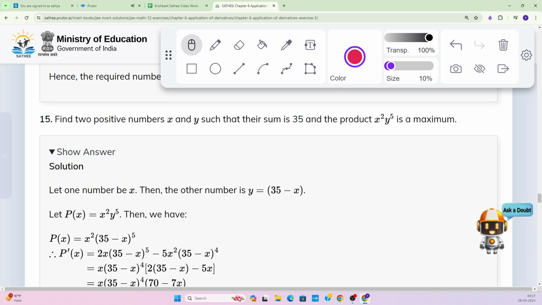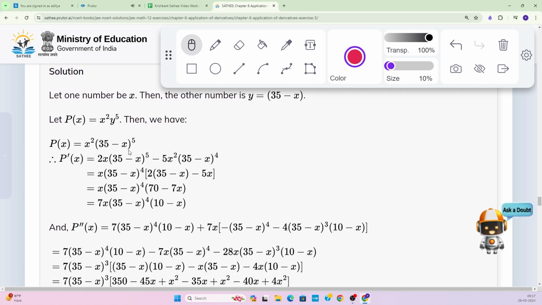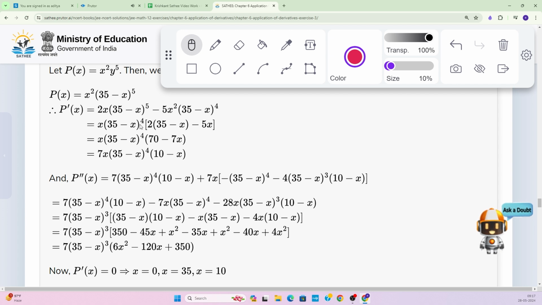Then find the first derivative, as you can see. So we are taking f(x) equals this. Now replacing y equals 35 minus x, you will have this as your expression. Now this means f prime x will be this expression. I hope that you can easily cross-check that you will get your first derivative as this. Now the second derivative will give you this.